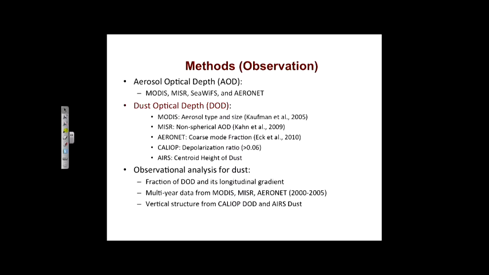Those could be direct dust-specific values or something similar to dust, a proxy estimate. For example, MODIS DOD is derived from the fine mode fraction, and MISR provides AOD and the non-spherical AOD. The non-spherical AOD I use as DOD, and CALIOP provides the depolarization ratio, so I use that as DOD. AERONET provides the coarse mode AOD, so all have something I can take as dust. I also analyze the fraction of DOD, the longitudinal gradient, multi-year data, and the vertical structure from CALIOP and AIRS DOD.